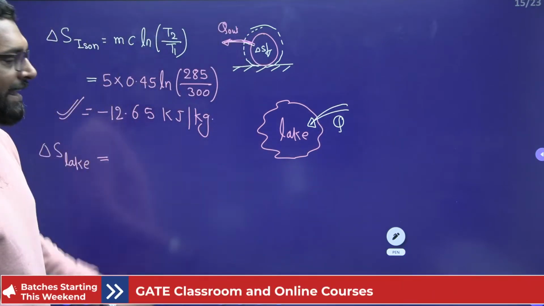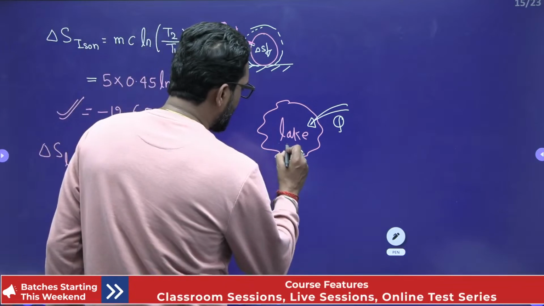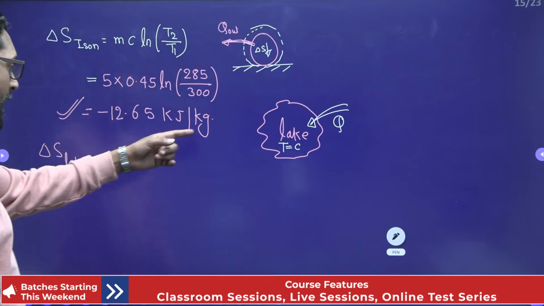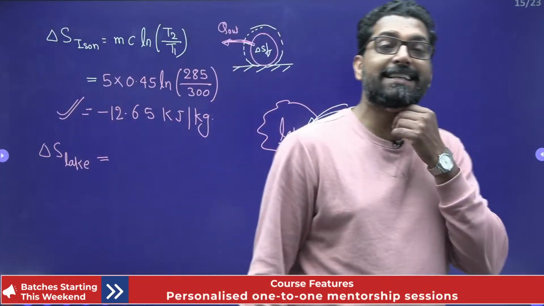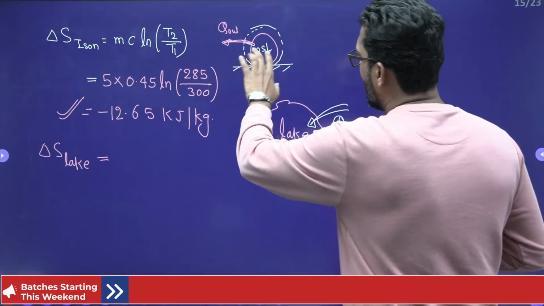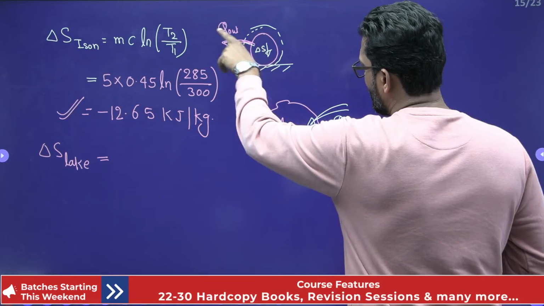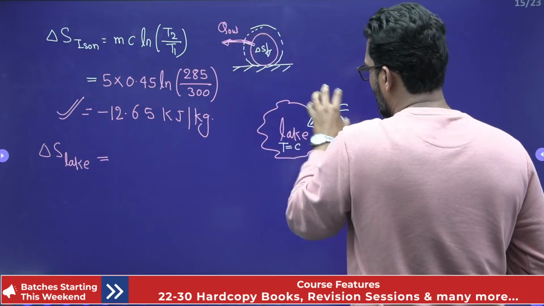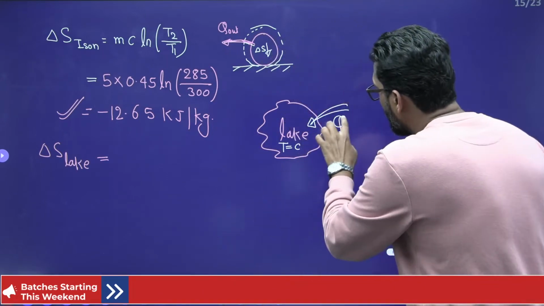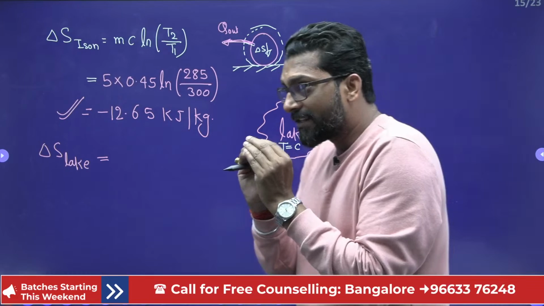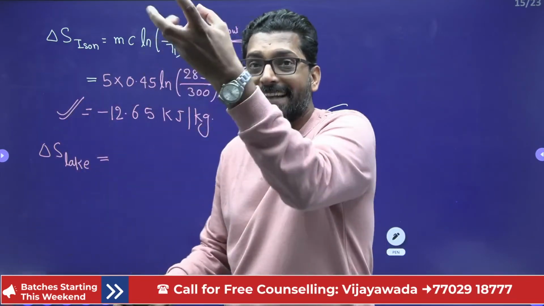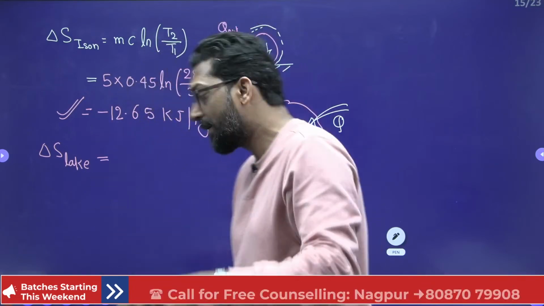Okay, it takes heat, but its temperature is constant. At a constant temperature, if heat is received or rejected, that is called latent heat. The heat from the iron, if supplied, is sensible heat, but the heat taken by the lake is latent heat. Why? Because the temperature is constant.